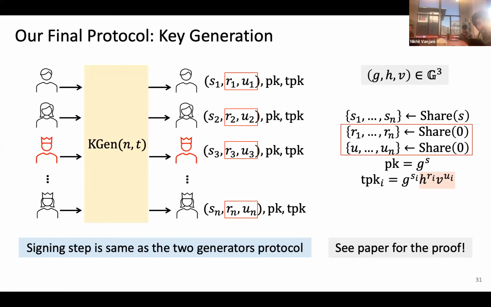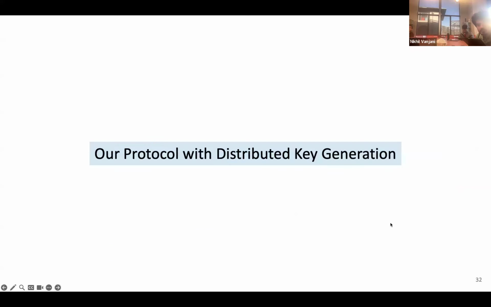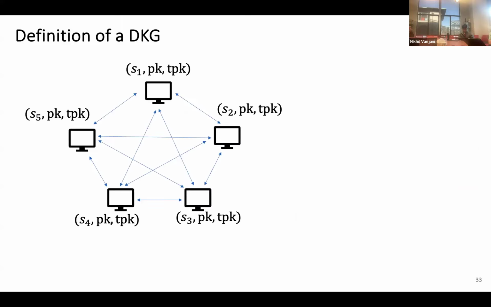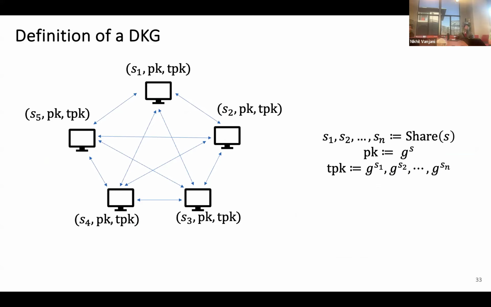So, yeah, what else do we do in the paper? I've described everything with trusted key generation. We can use a distributed key generation. What is a DKG? It's just an MPC protocol where the parties output shares of a random secret that nobody knows. And this DKG also outputs a public key.